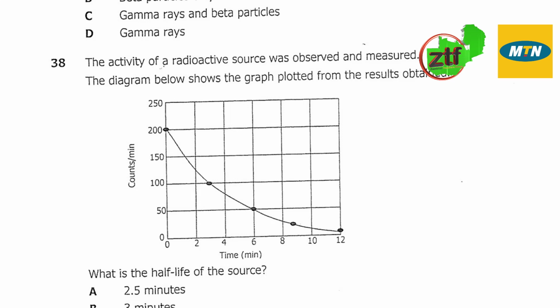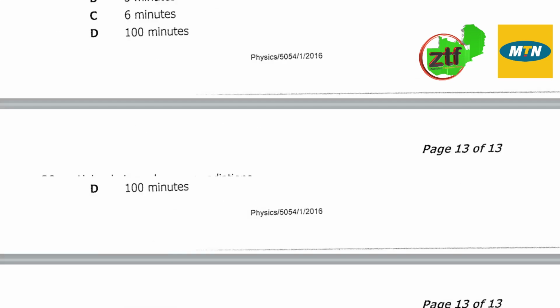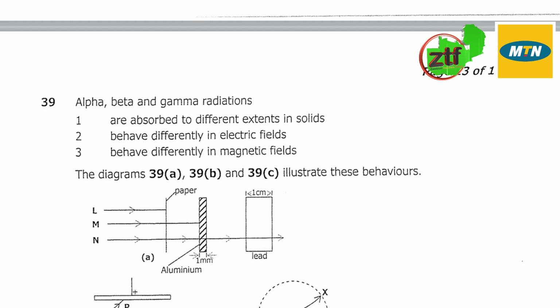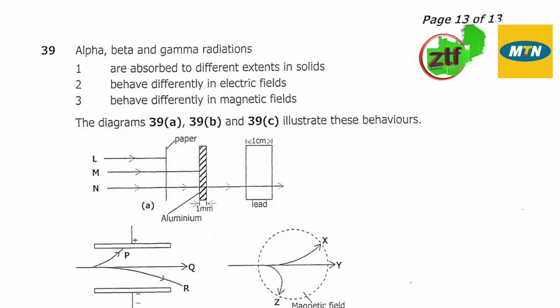Question 39. Alpha, beta, and gamma radiations: 1, are absorbed to different extents in solids; 2, behave differently in electric fields; 3, behave differently in magnetic fields. The diagrams 39A, 39B, and 39C illustrate these behaviors.